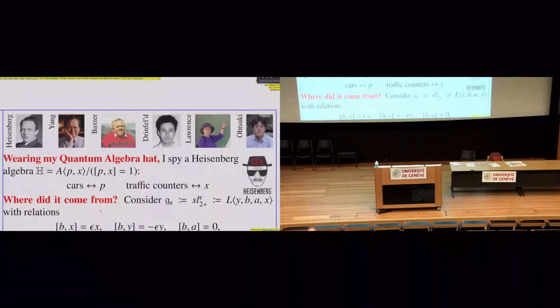And very, very briefly, I want to tell you what actually took years and builds on the work of greats: how to see it from wearing a quantum algebra hat. So first of all, I spy a Heisenberg algebra.